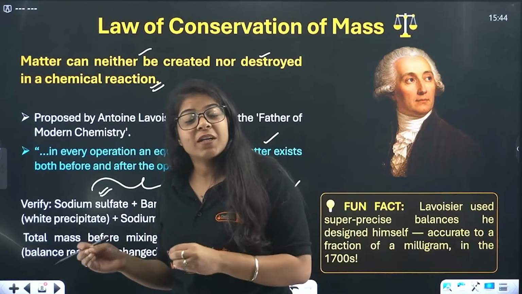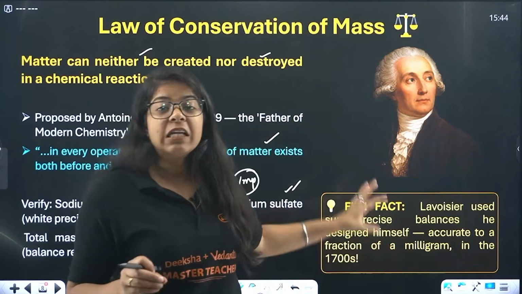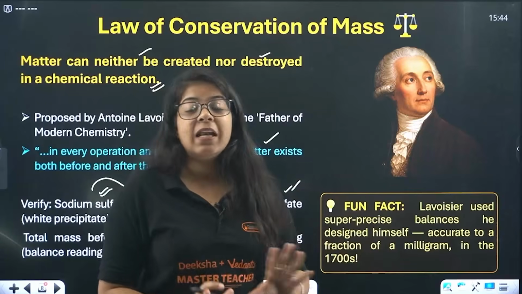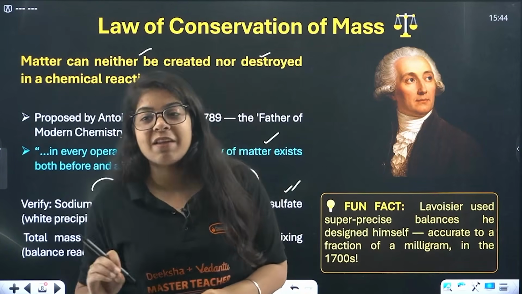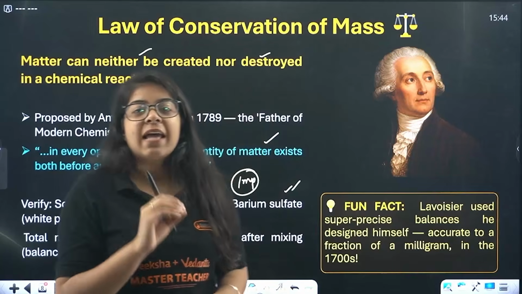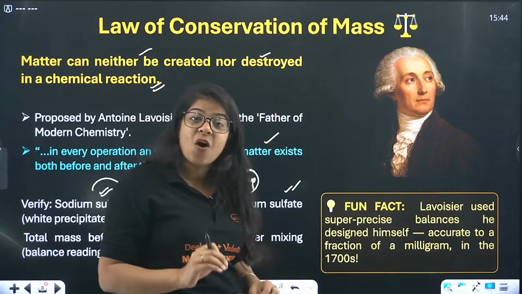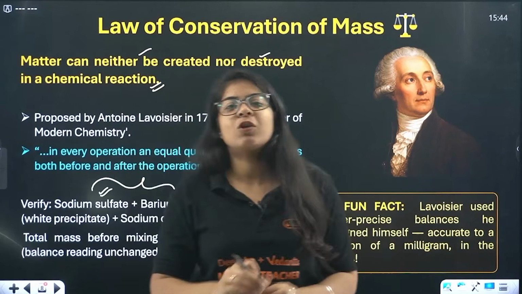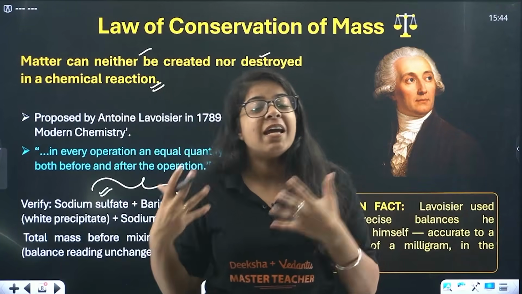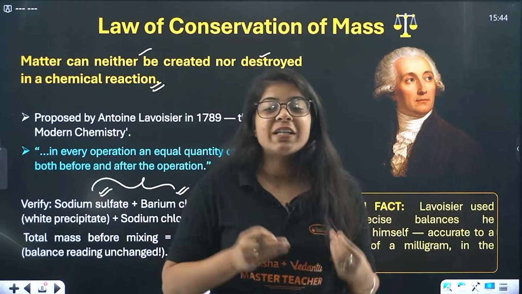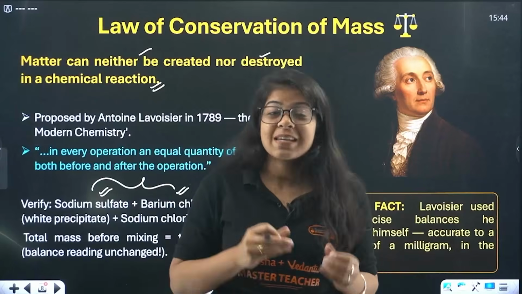So what it does, he did it in 1700. Today it is not a big deal, but in 1700 it was a big deal, and he made it by himself. It was so accurate that he gave us a law based on that particular weighing machine. Imagine if that weighing machine was faulty, he would have never made a law telling that conservation of mass exists.